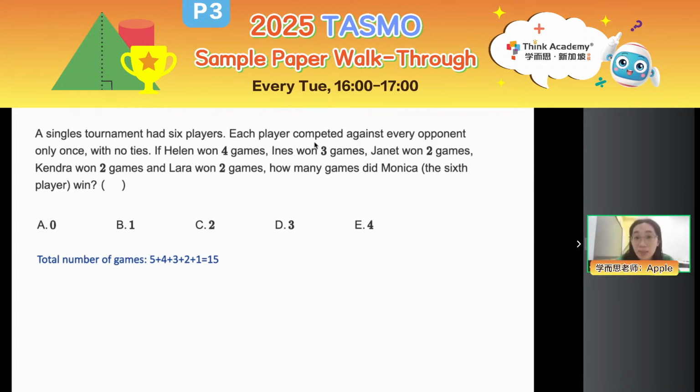Okay? Each player competed against every opponent only once. So for example, Helen played with Laren, that is the same as Laren played with Helen. Okay? Altogether, there are 15 games, and then according to the question, we know that some games are played since we know the results. So what is the total number of games played by now? 4 plus 3 plus 2 plus 2 plus 2, you will get 13. So how many games did Monica win? That is 15 minus 13, so you can get 2. Okay, so this is the answer.